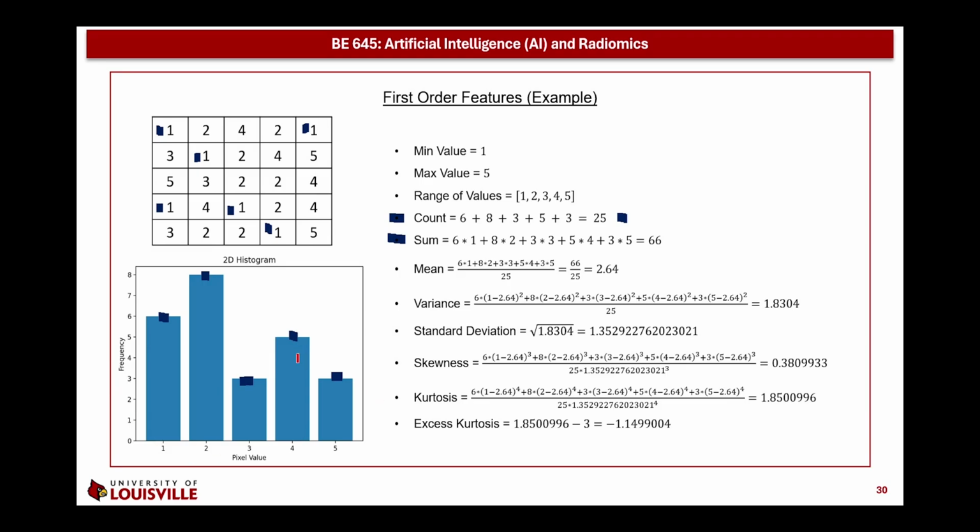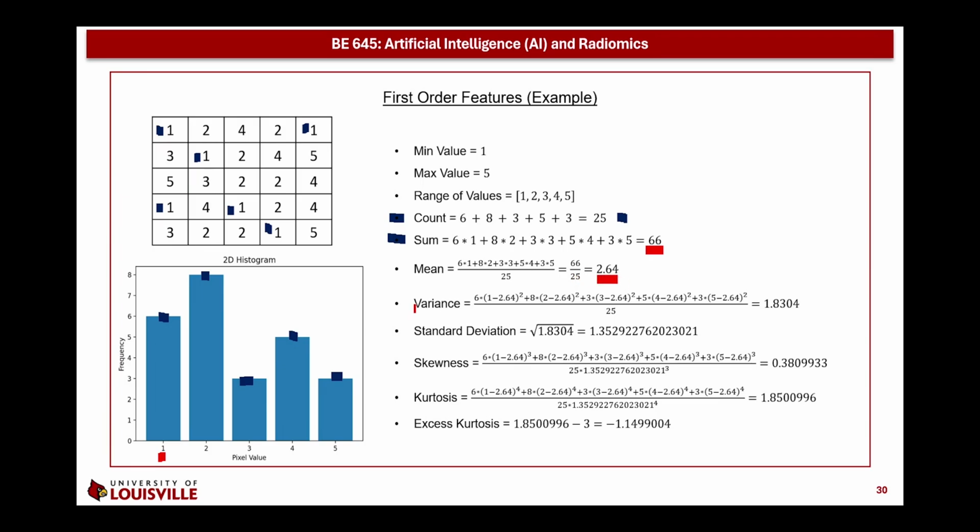But using the histogram, you are just multiplying 1 by 6, which is its frequency, 2 by 8, 3 by 3, 4 by 5, 5 by 3, and then you sum all of them, and you get 66. You have the count, you have the sum, so you can get the mean by dividing them: 66 divided by 25, which is 2.64.